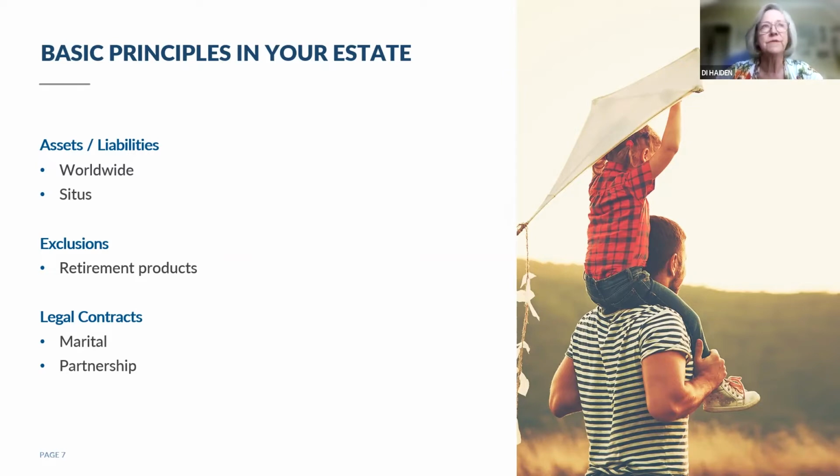What's excluded from your estate, and so doesn't need to be mentioned in your will, assuming you've got your beneficiary set up properly, are retirement products. Legal contracts are very important, and it's one of the things that we forget. You might have a partnership which has got a legal agreement. Your marital regime, as we've pointed out, is very important, and Sine will go into more detail. You might have a sale of share agreement that needs to have attention paid to in case you're not around when the shares get sold, et cetera, et cetera.